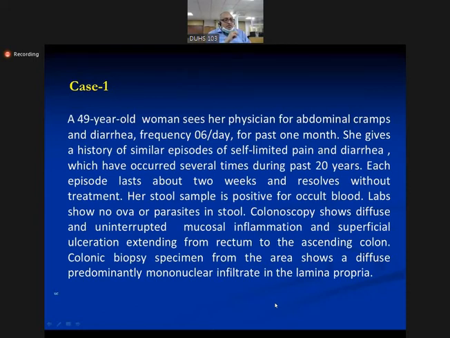Plus, nowadays you all know colonoscopic examination has become very common because of fiber optic colonoscopes. Now, the colonoscopic appearance of the mucosa has been depicted here as an uninterrupted or diffuse sort of mucosal inflammation. That means reddening of the mucosa. It's a continuous reddening of the mucosa, and the extent of the disease is from rectum to the ascending colon. Now, through the same fiber optic colonoscope, we take colonoscopic biopsy, and the biopsy specimen shows a diffuse, predominantly mononuclear inflammatory infiltrate.